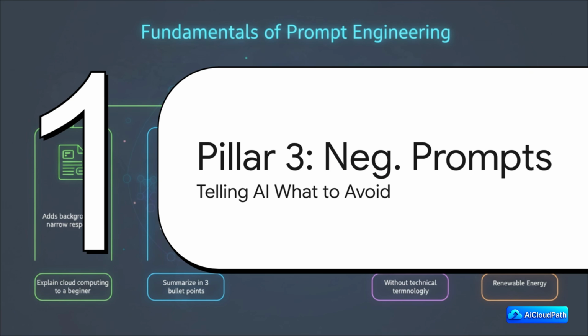Okay, on to our third pillar. And this one's a really powerful little trick, using negative prompts. See, it's not always about telling the AI what to do. Sometimes the real magic happens when you tell it what not to do. This is how you can seriously fine-tune your results and just get rid of all the stuff you don't want.